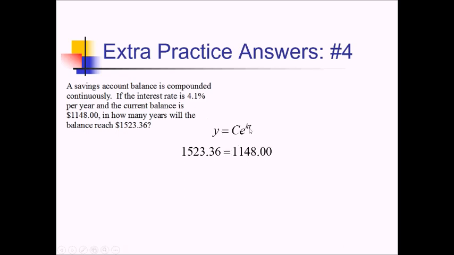And then we have e to the kt. So k is my interest rate. That's going to be converted to a decimal, 0.041. And then t, we're still solving for that, so we'll just leave that there. All right, I'm going to go ahead and get the exponential term by itself. So let me start by dividing by this 1148 term here. And I'm not going to bother figuring out what that actually equals. I'm just going to leave it as a fraction.